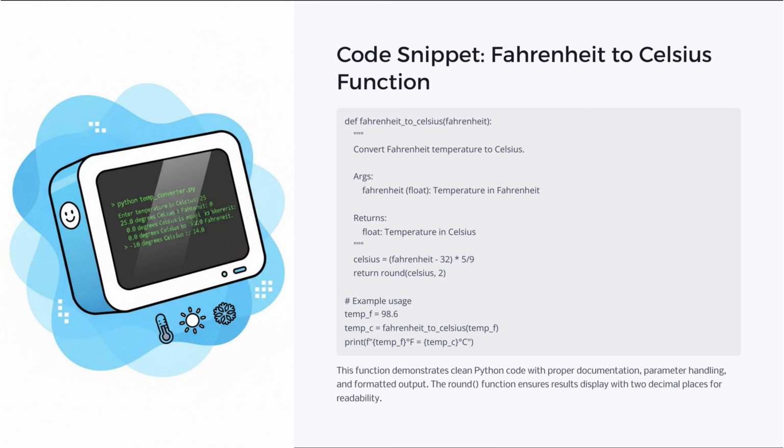The function fahrenheit_to_celsius efficiently converts Fahrenheit to Celsius, showcasing clean Python code. It includes detailed documentation, handles parameters effectively, and uses the round function to ensure results are displayed with 2 decimal places for clarity. This example highlights the importance of precision and readability in temperature conversion functions.